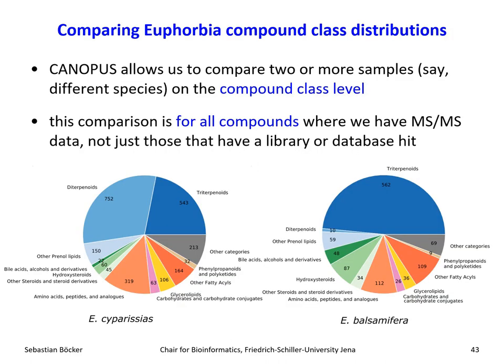Now, the most natural application that comes to mind to use CANOPUS is probably to compare two samples, to compare the compound class distribution between two samples. So we have one LC-MS/MS run from one sample and another one from another sample. For example, two different Euphorbia species, cyparissias, I hope I'm saying this halfway decently, and balsamifera. And we want to compare them. What compounds do they actually produce? And it turns out the compound classes of those compounds are pretty different.